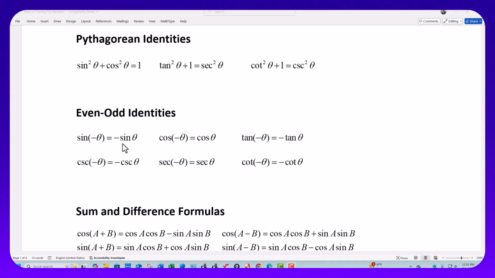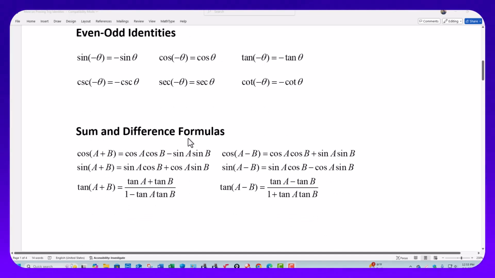That also implies that if you have an even function, the graph will have symmetry with respect to the y-axis. If it's odd, it'll be symmetric to the origin. And then you have your sum and difference identities, or formulas. You have one for cosine of a plus b, and cosine of a minus b. Notice the similarity here. The only difference on the right side is the first one's minus, second one's plus. For sine of a plus b, sine of a minus b, again, notice the only difference on the right side. Over here on the left is plus, on the right is minus.